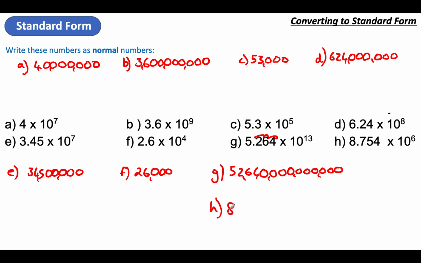And this last one, 8754. That's 3 places bigger, but we need a total of 6 places, so we put another 3 zeros. 8,754,000. Okay, apologise about the bad writing there. It's a bit tricky on the screen.